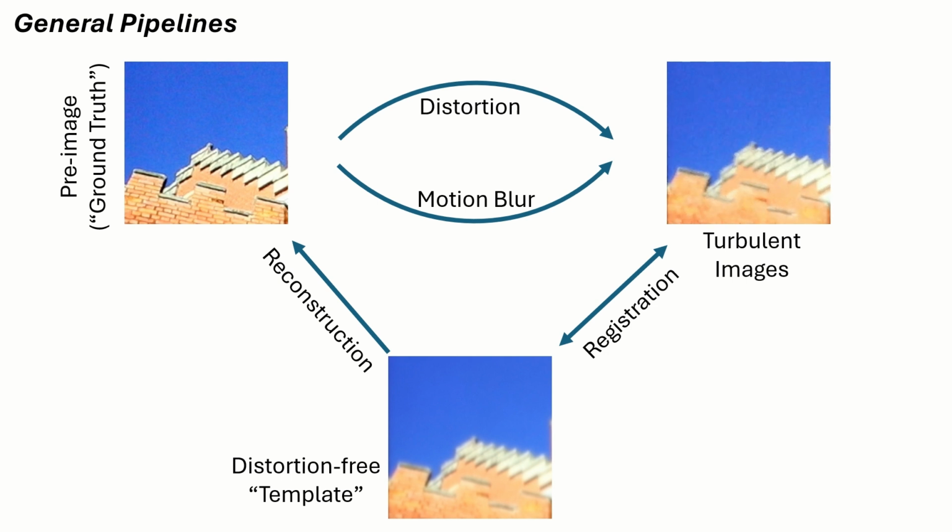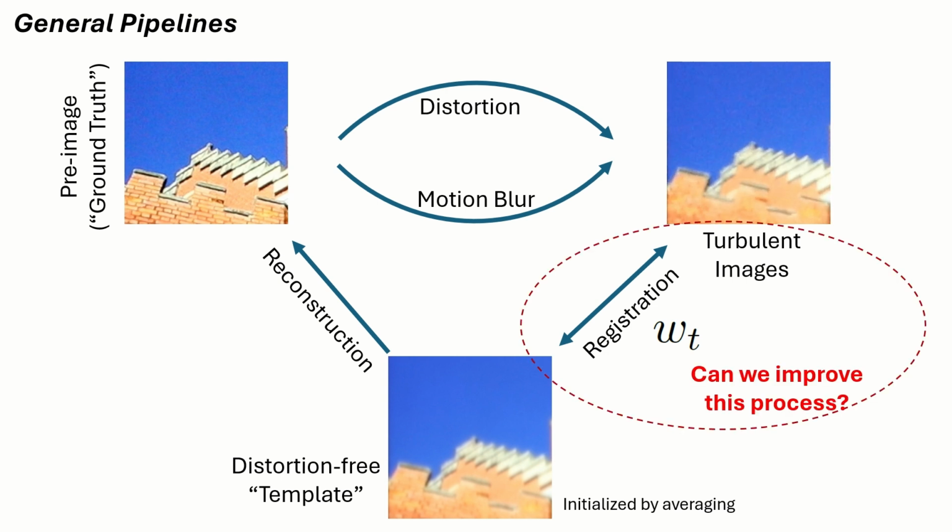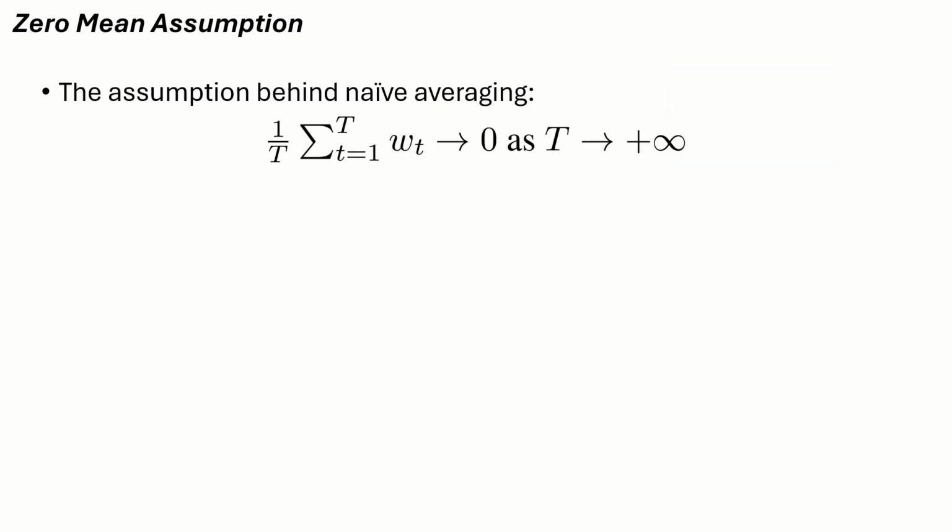Returning to the diagram, we need to estimate the deformation from the template to each image, which often requires an initial template. Typically, people use the average of all inputs as an initialization, which can lead to a blurry template and inaccurate registration. The question then is, can we improve this process? The rationale behind using average is that, without any prior knowledge of turbulence, it is fair for people to just assume that the deformation is zero mean, so their average converges to zero.